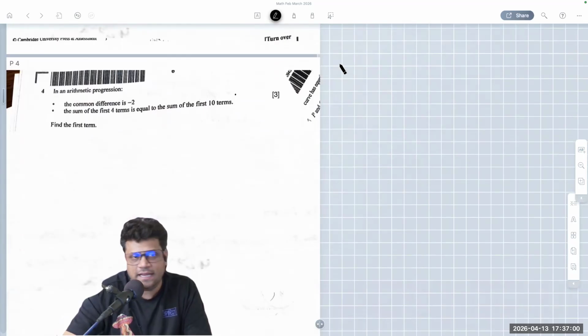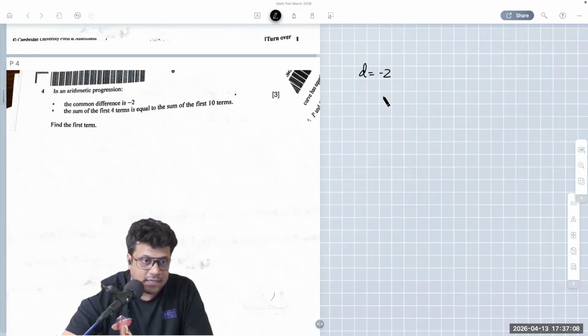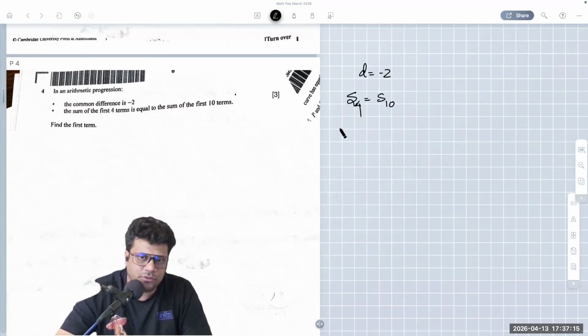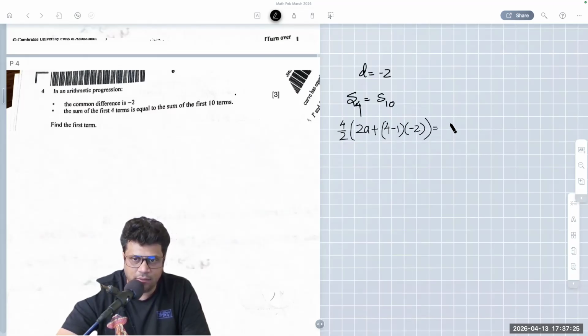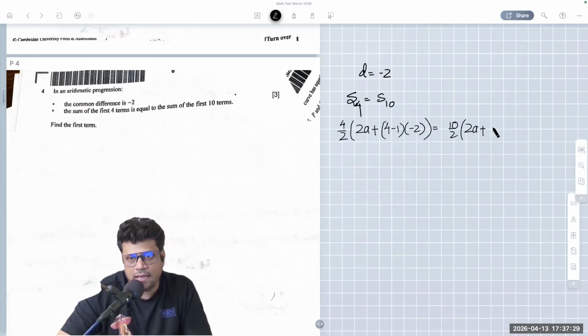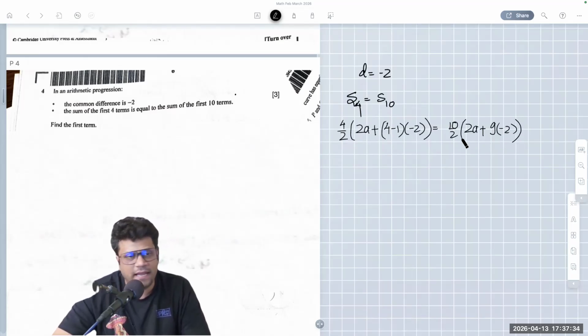The common difference in an AP is minus 2. So d is minus 2. The sum of the first 4 terms is equal to the sum of the first 10 terms. Okay. So S4 is equal to S10. So you know n by 2 into 2A plus n minus 1 into d should be equal to n by 2 into 2A plus n minus 1 into d. And from here I get the value of A.